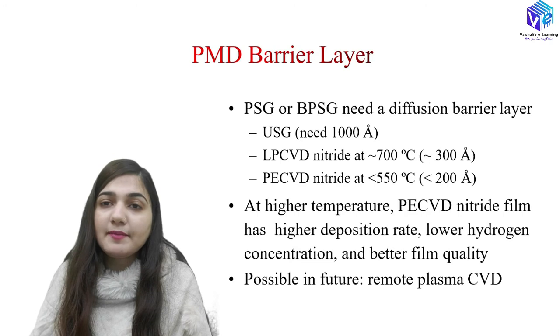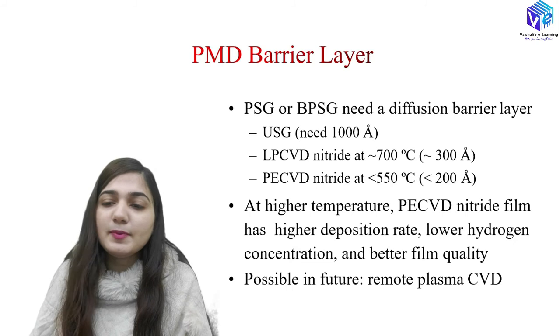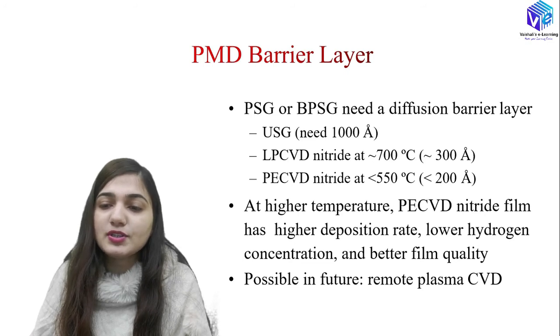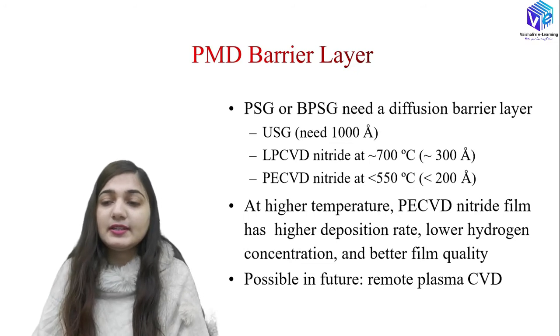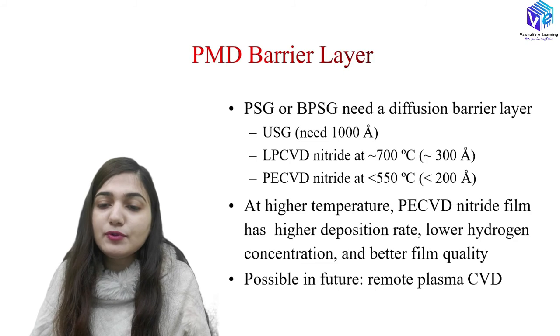So now coming to the PMD barrier layer. We are using phosphosilicate glass or borophosphosilicate glass, and we are using a diffusion barrier layer. We will be using the undoped silicate glass with 1000 angstrom thickness. If I am using the low pressure chemical vapor deposition of nitride at nearly 700 degrees Celsius, we can use only a 300 angstrom thick layer. If I am using the plasma enhanced chemical vapor deposition of nitride at lesser than 550 degrees Celsius, I can use lesser than a 200 angstrom thin film.